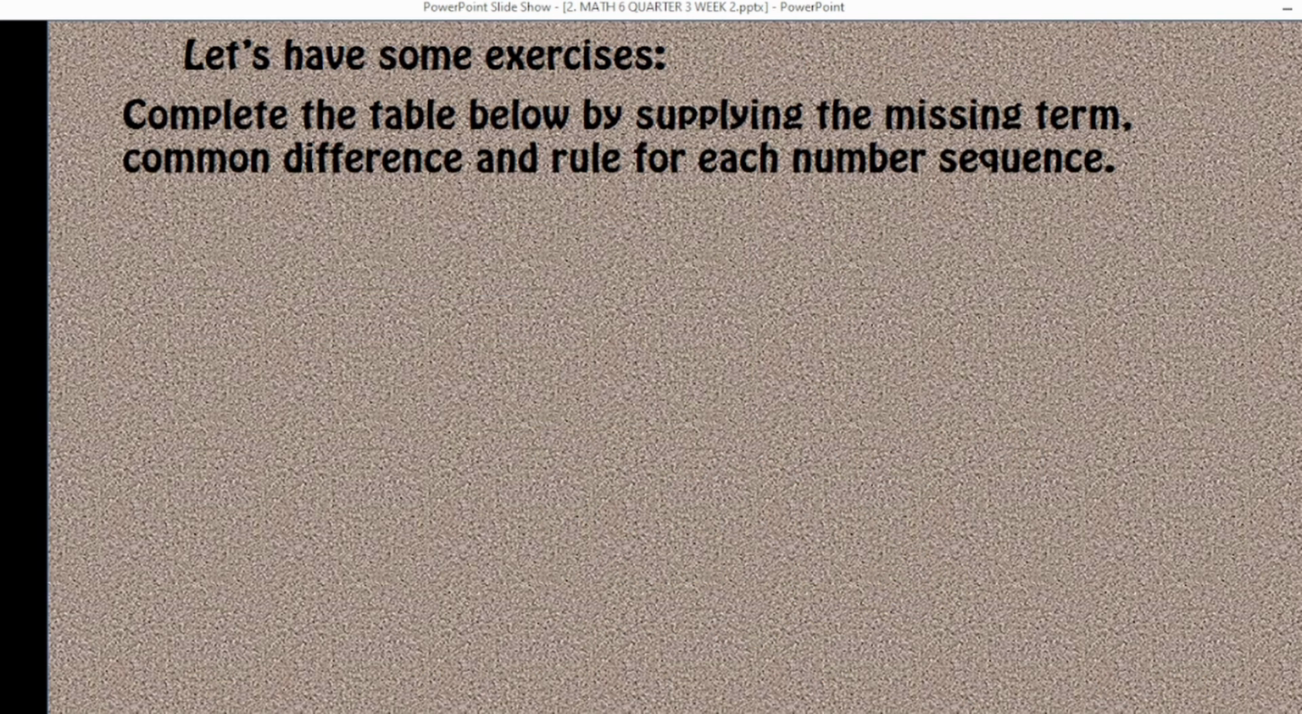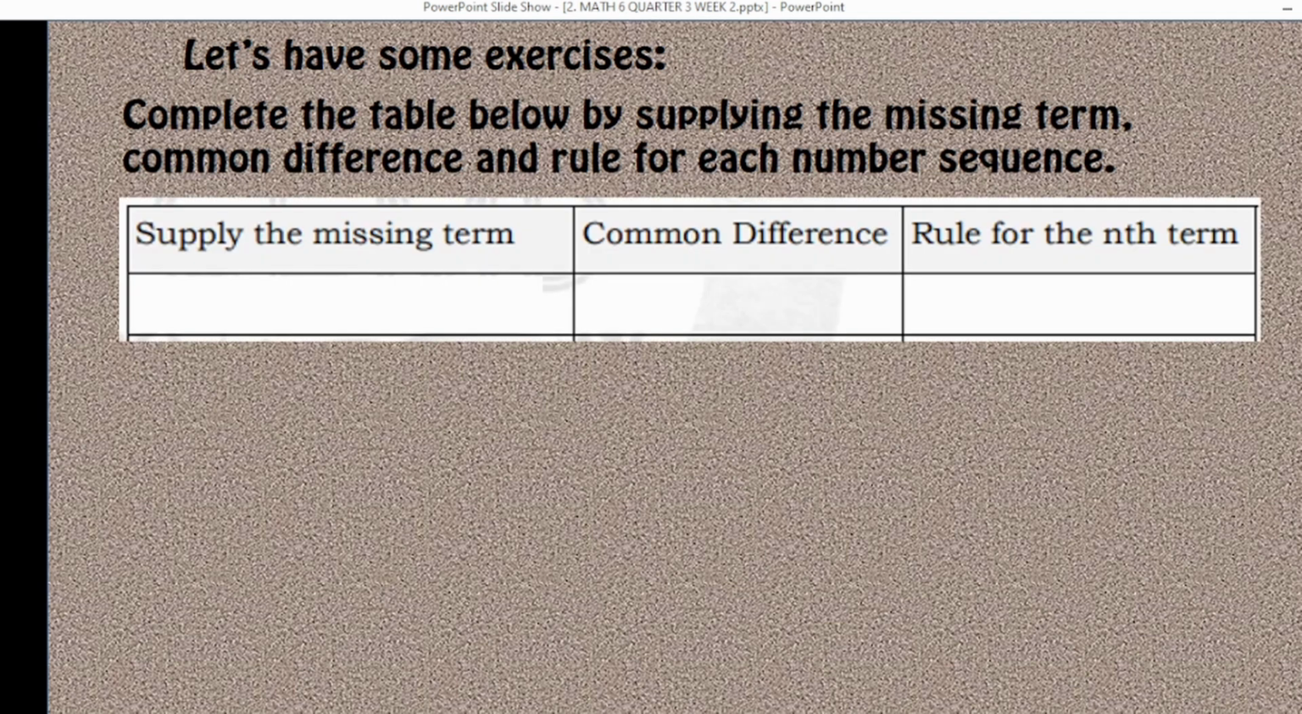Let's have some exercises. Complete the table below by supplying the missing term, common difference, and rule for each number sequence. So mga bata, kayo naman ang magsasagot ngayon gamit yung example na itinuro ko sa inyo kanina. Tingnan natin kung kaya na ninyong magsagot. Okay, supply the missing term 3, 8, 13, 18, blank. So, ito muna ang hahanapin ninyo, ang common difference. Sige nga mga bata, simulan nga ninyong hanapin ang common difference.